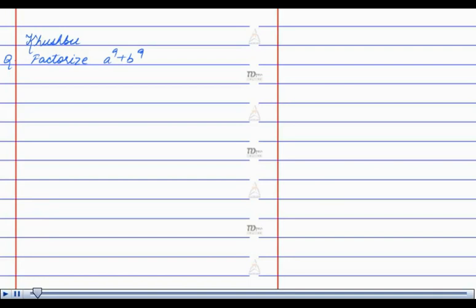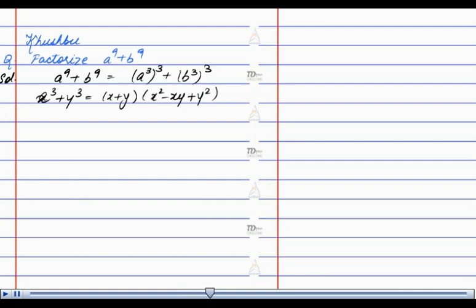Hello, I am Khushbu. The question is, factorize a to the power 9 plus b to the power 9. A to the power 9 plus b to the power 9 can be written as a to the power 3 whole cube plus b to the power 3 whole cube, and we know that x cube plus y cube can be written as x plus y into x square minus xy plus y square.